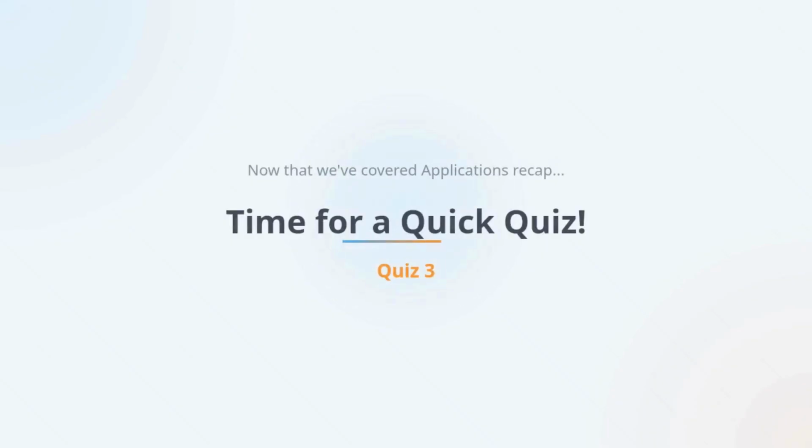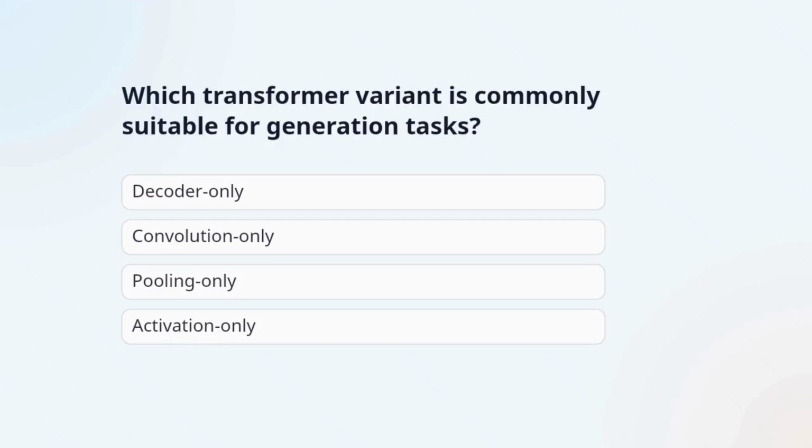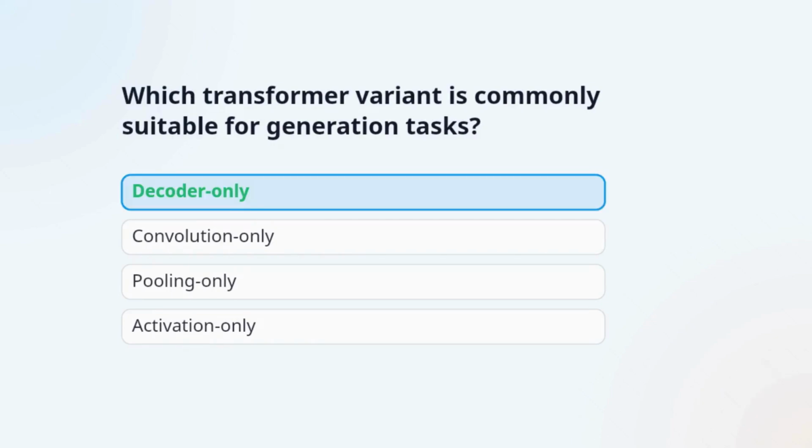Now that we've covered applications recap, let's test what we've learned so far. Here's quiz number 3. See if you can get it right. Question 1. Which transformer variant is commonly suitable for generation tasks? The correct answer is decoder only. Decoder-based transformer designs are widely used for sequence generation tasks.